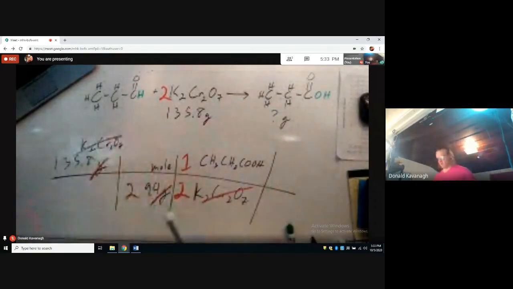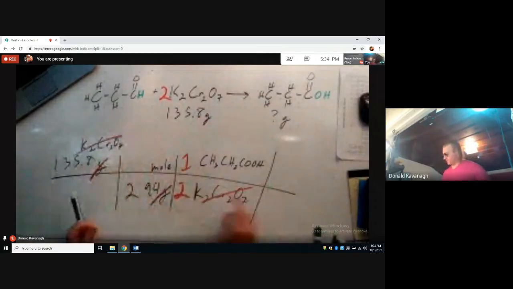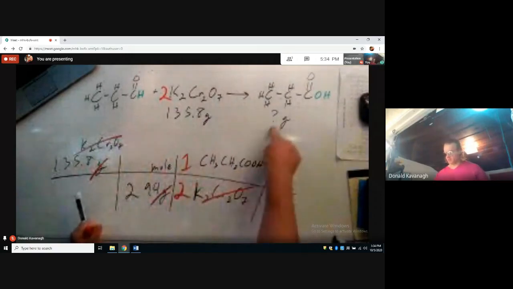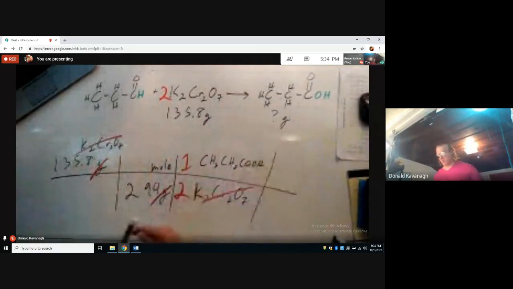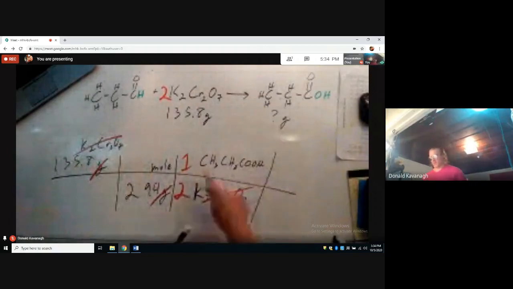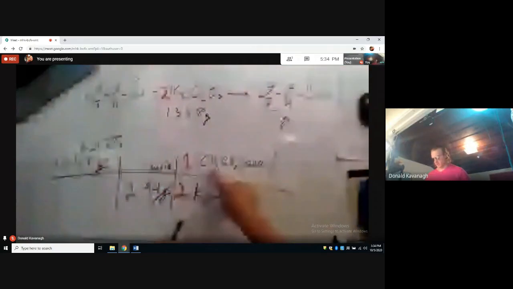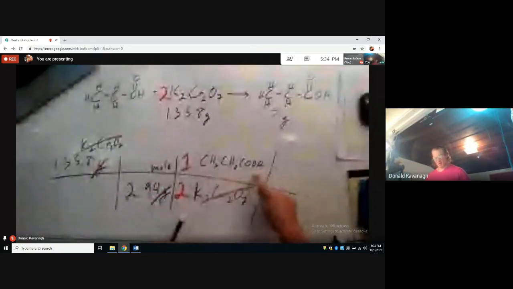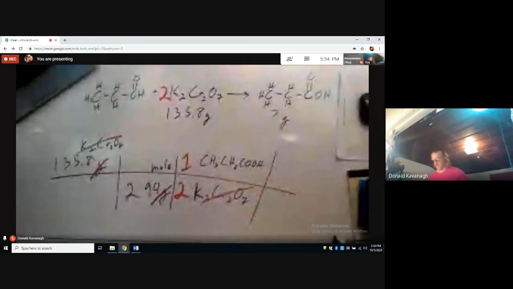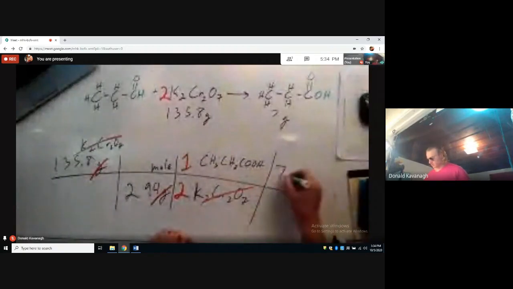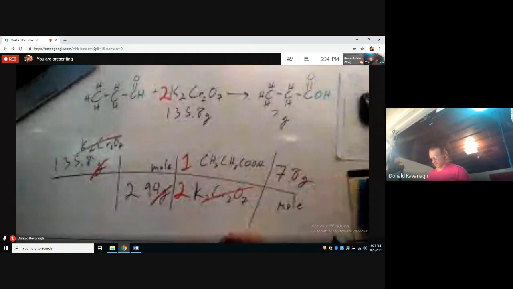If we were to stop our problem right here, our answer would be in whatever words weren't crossed out, moles of propionic acid. But we want grams. So to convert from moles to grams, we go back to the periodic table and add up these 3 carbons, 2 oxygens, and 6 hydrogens, and we get 78 grams per mole. And look at that, falling into place, moles cancels out.